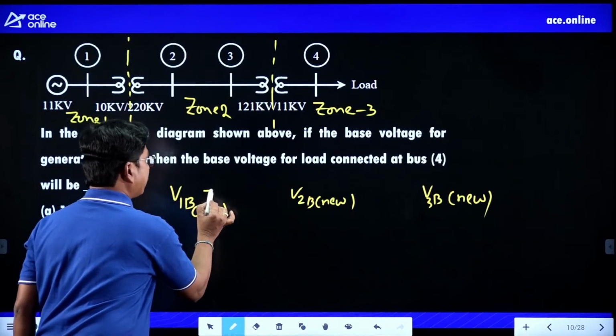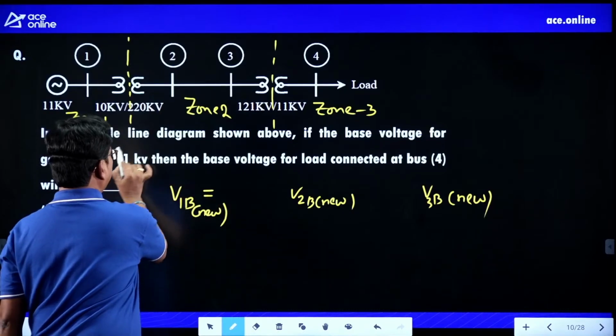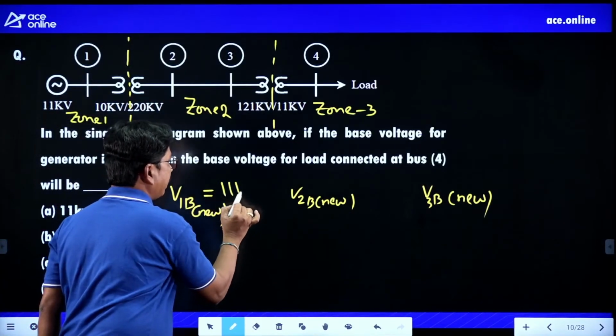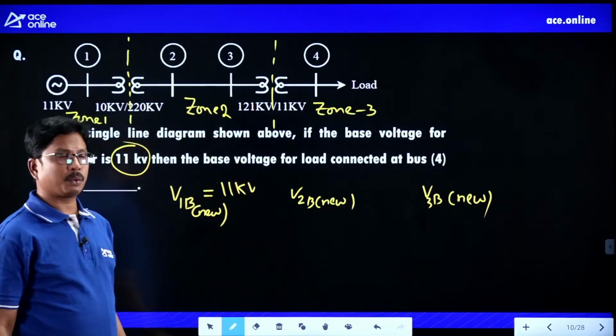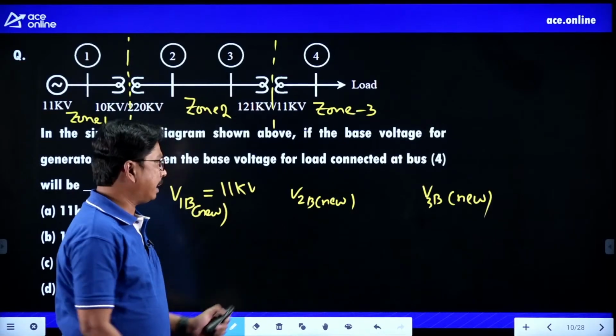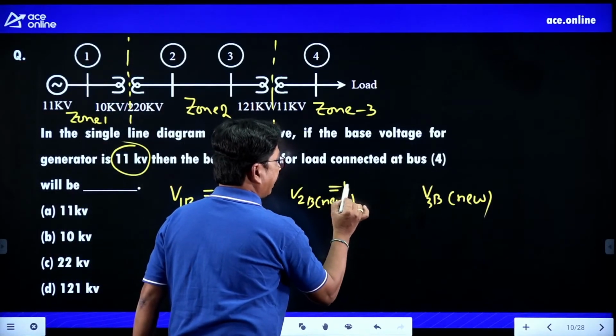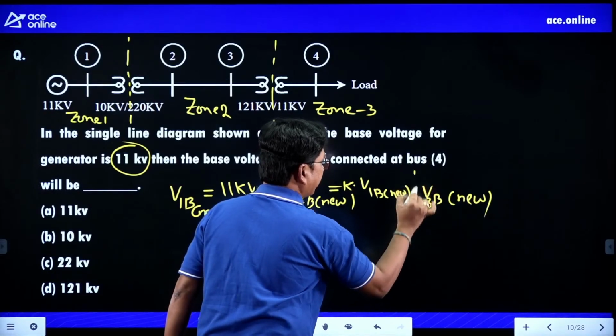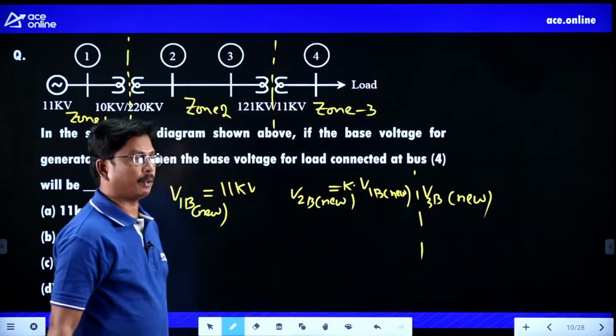So what is V1 base new? It is given as 11 kilovolts in zone 1. Then what is V2 base? V2 base should be K times the V1 base new value.